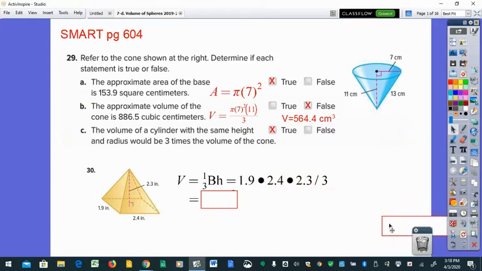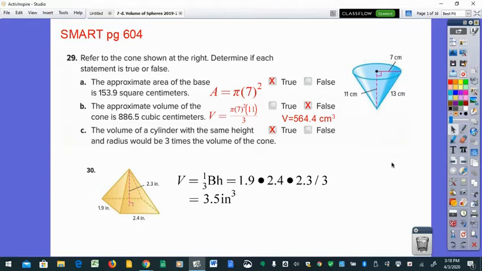So here is our formula. We're going to take the 1.9 times the 2.4, that's your base area. We're going to multiply it by 2.3, that's your height. If you stopped there, you'd have a rectangular prism, but you're going to divide it by 3 to get the pyramid, and it should be about 3.5 inches cubed.